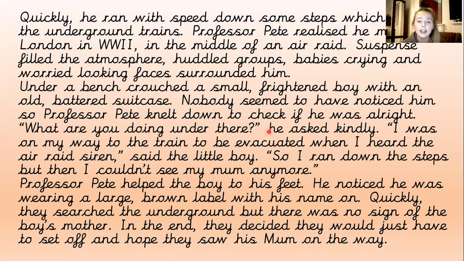"What are you doing under there?" he asked kindly. "I was on my way to the train to be evacuated when I heard the air raid siren," said the little boy. "So I ran down the steps, but then I couldn't see my mum anymore." Professor Pete helped the boy to his feet. He noticed he was wearing a large brown label with his name on. Quickly they searched the underground, but there was no sign of the boy's mother. In the end, they decided they would just have to set off and hope they saw his mum on the way.